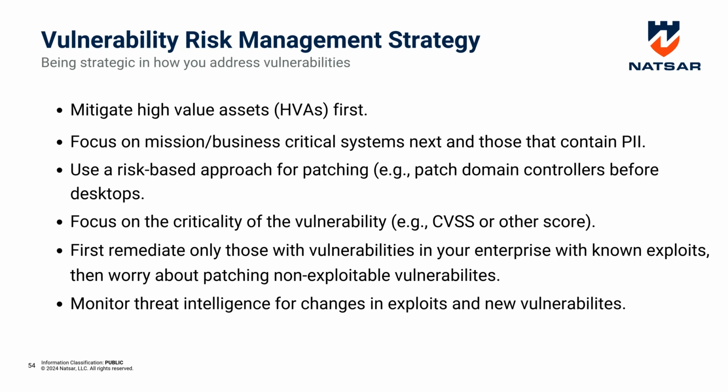Now, there's a few other strategic things to think through with vulnerability risk management and how you strategically address this. First is mitigate high value assets, or HVAs, first. What I mean by that is you should have, if you don't already, a list somehow, whether it's in a spreadsheet or in an asset management software application. What are your high value assets? For instance, the domain controllers should be more valuable than the intern's laptop, for example, or a mission critical database or application server or something like that that has running on it something that if it went down, it would cripple your organization. Those should be on your high value asset lists. You want to focus on mission and business critical systems next. So you've got your high value assets are the very first things you focus. Then mission and business critical systems, and those that may contain something like PII, that personally identifiable information. Then use a risk-based approach for patching. Patch domain controllers, for example, before desktops.